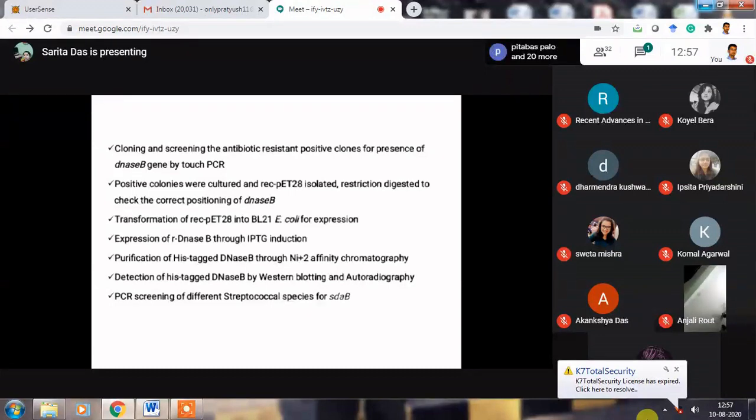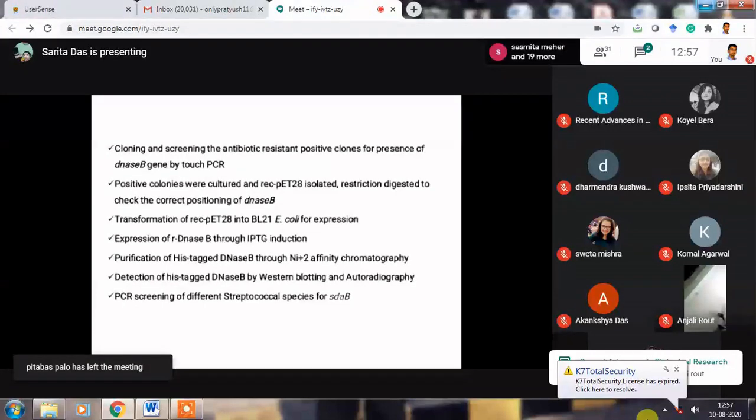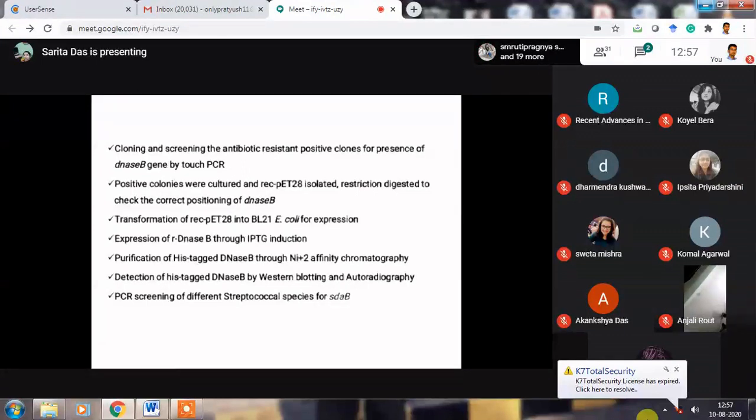Once it is available, 5 ml aliquots are collected. We put those buffers in at the top and collect from the bottom. Each aliquot is tested for the presence of our recombinant protein in SDS-PAGE, sodium dodecyl sulfate polyacrylamide gel. From every step, starting from the whole cell lysate till the different elutions, we have to collect the sample, store it, and run it in the SDS-PAGE to see its presence.